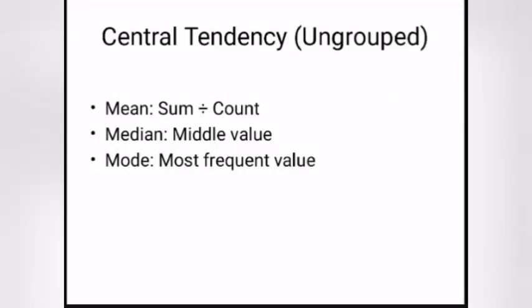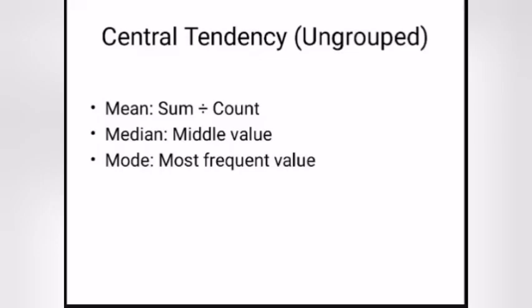So mean is just the sum of all the numbers divided by the total number. This is for ungrouped data. For example, we have a data set of 1, 2, 3, 4, 5. The mean is basically 1 plus 2 plus 3 plus 4 plus 5. That's 1 plus 2, 3; 3 plus 3, 6; and so on, which gives 15. 15 over 5, because the total number here is 5. That means the mean is 3.